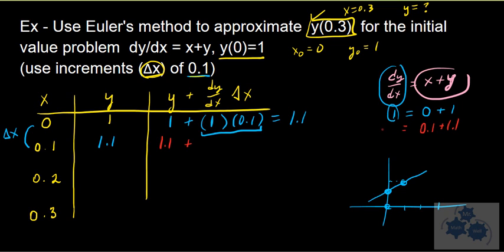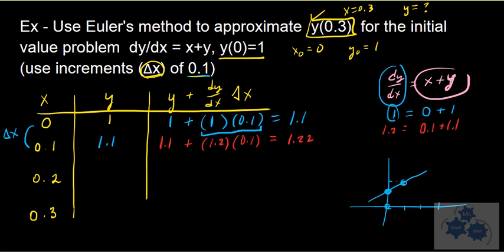So that's going to be 1.2, right? So this is 1.2. And then times delta x, of course, is 0.1. And that for an answer should then be 1.22. So that's our new y value, and that's the y value then at this next point.